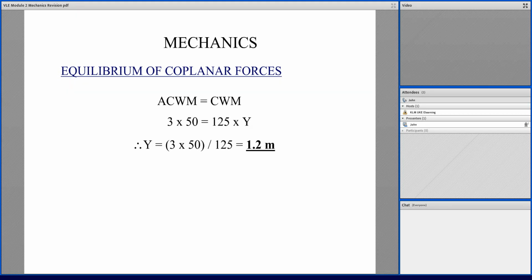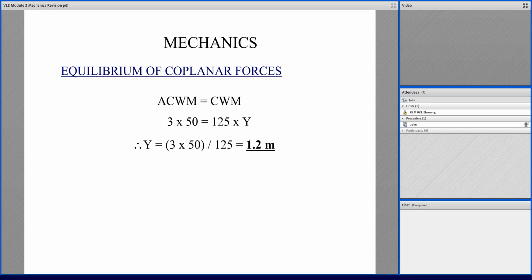On the clockwise side, we had a force of 125 newtons acting perpendicular at a distance y. So that would give us a clockwise moment of 125y newton meters. We need to know the value of y, so it's just a matter of some simple transposition of formula. We divide the anti-clockwise moment side by 125, and that gives us the value of y, which is 150 divided by 125, or 1.2 meters.